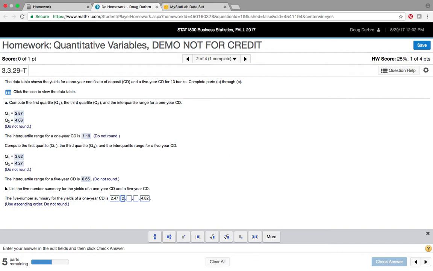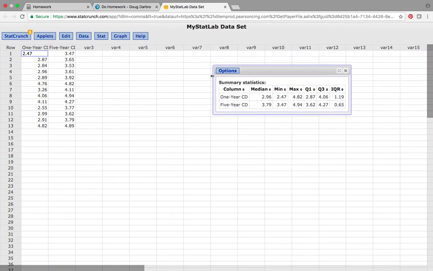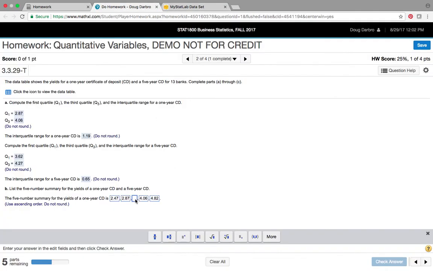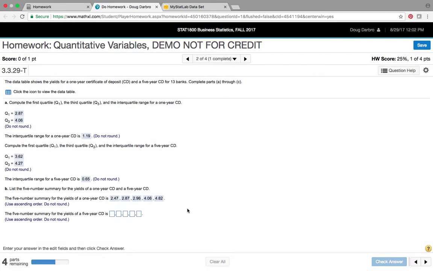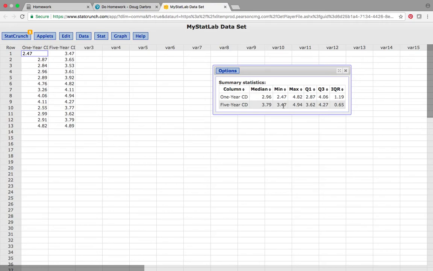So it looks like Q1 is 2.87, and it looks like Q3 was 4.06, and it looks like the median is 2.96. All right, hopefully no typos. Same thing, let's do the low and the high. The low is 3.47 and the high is 4.94.